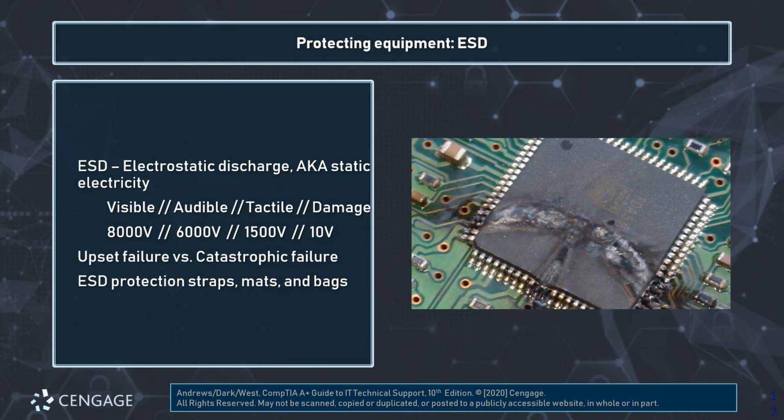Excuse me. Game over. Catastrophic failure means that the game is done because whatever this component is cannot be salvaged. Upset failures you can recover from, catastrophic failures you cannot.